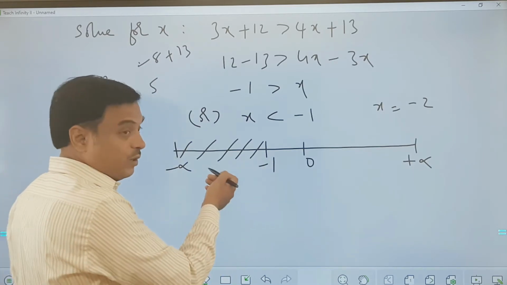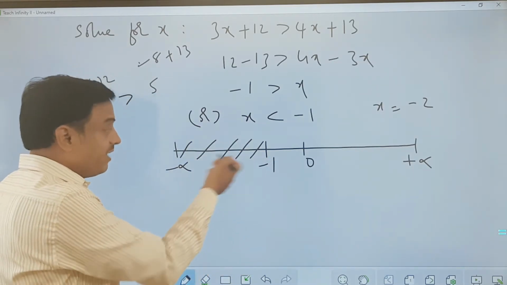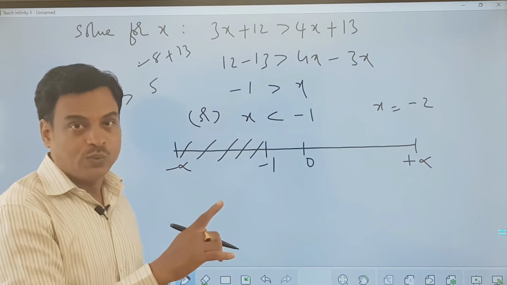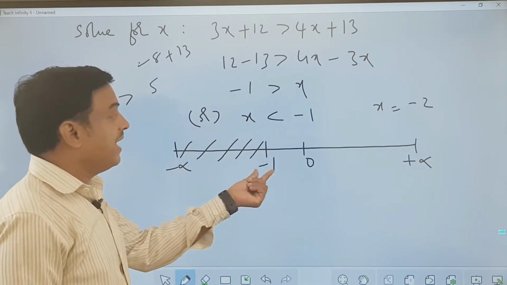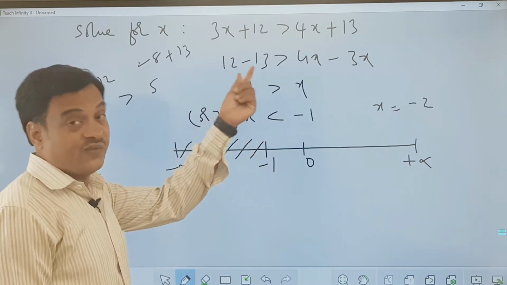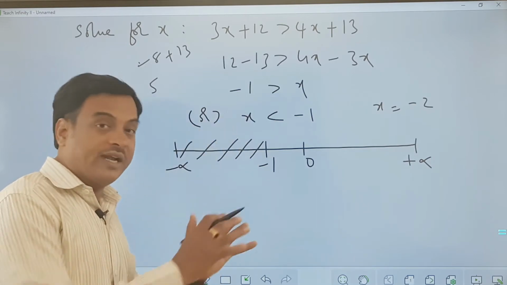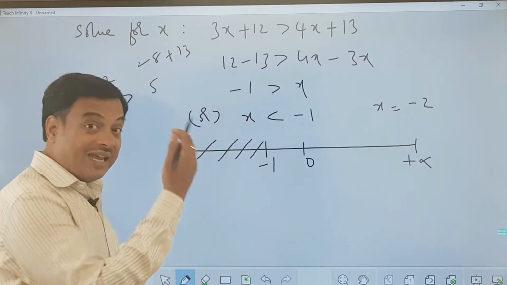Like that, all the values. What does that mean? All the values excluding minus 1. Please understand, minus 1 will not satisfy the given condition. All the values less than minus 1, up to minus infinity, any value.